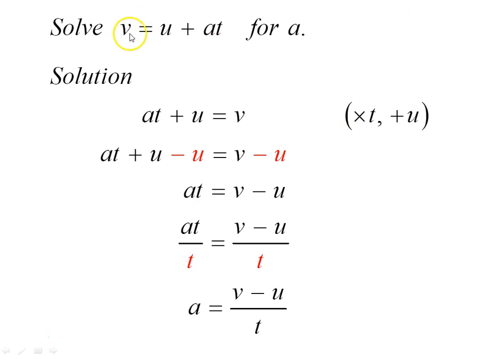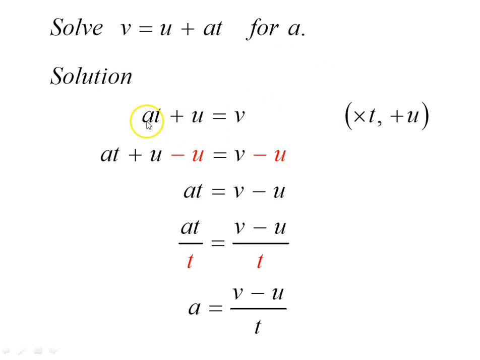Let's solve the same equation again, v equals u plus at, for the pronumeral a. So let's have a look at this equation. We'll just rewrite it. u plus at is the same as at plus u, the order doesn't matter. Think of numbers: 2 plus 3 is the same as 3 plus 2.